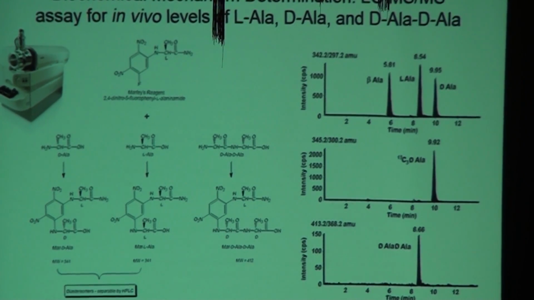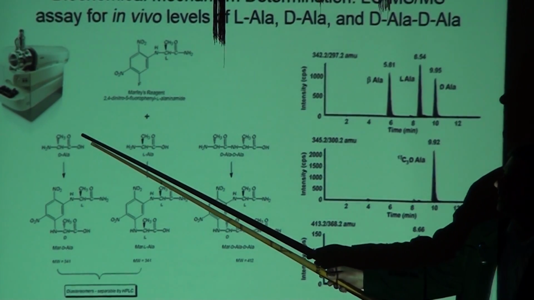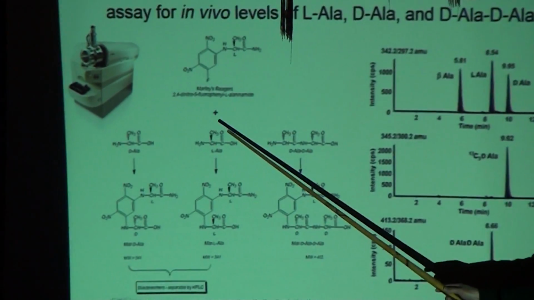And so, but we wanted to know how it worked. So what we need to do is we need to be able to measure the levels of alanine, of L-alanine, D-alanine, and D-L-D-L in the bacterial cell in the absence and presence of this inhibitor to see which step is it blocking in that pathway.